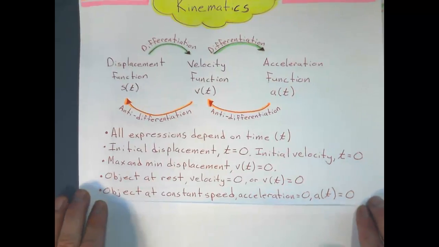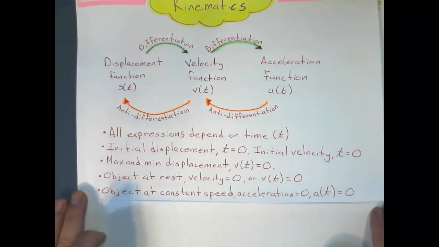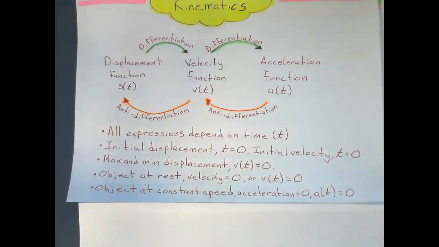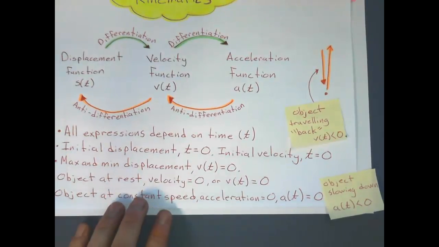Now, object at a constant speed, what does that mean? It means its acceleration is 0. And so we would set the acceleration function equal to 0 and solve for t if we were doing that. Okay, and two other things.